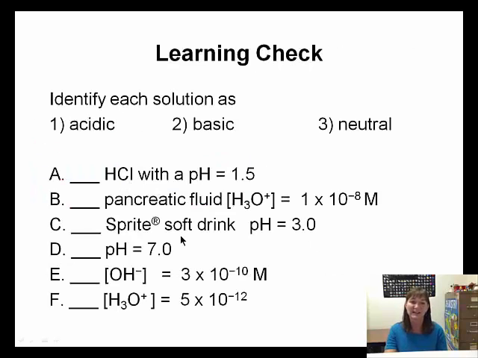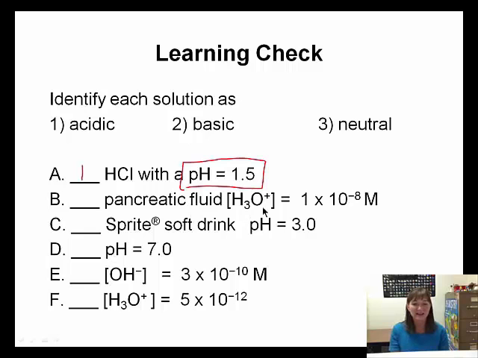So here's a learning check. Identify each solution as either being acidic, basic, or neutral. So if we look at A, besides the fact you're going to memorize hydrochloric acid as an acid, so it's going to be acidic, you're going to know it's acidic because the pH is less than 7. So acidic is the number 1, so we'll put that there.